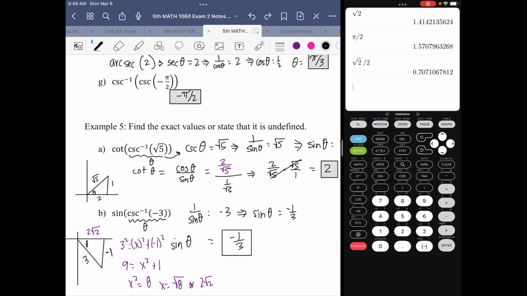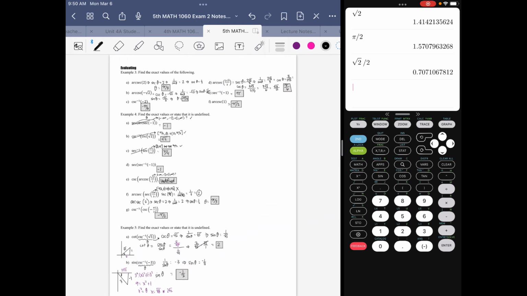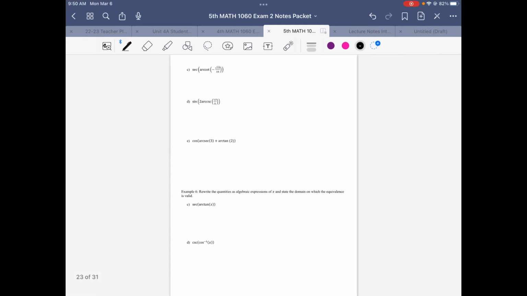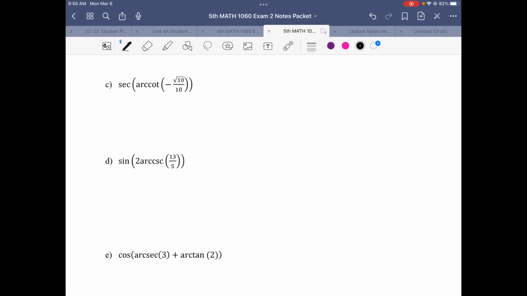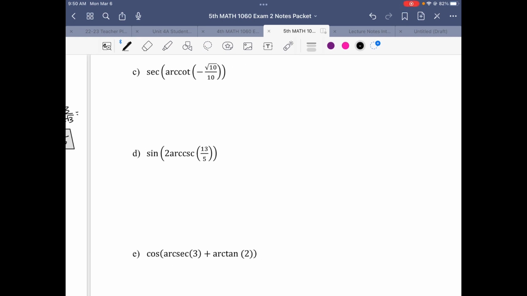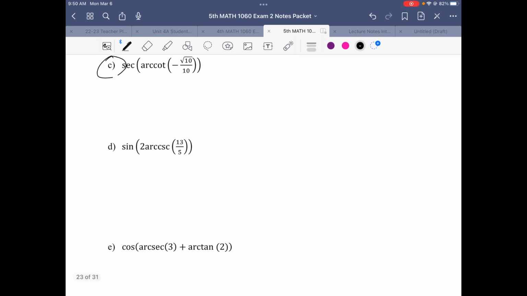So I made you guys do a lot of work that you didn't actually have to do, because it already gave it to you, which is kind of a fun thing. Okay, so I will put the rest of these up on the answer key, but I don't want to talk about C right now, but you need to do it.